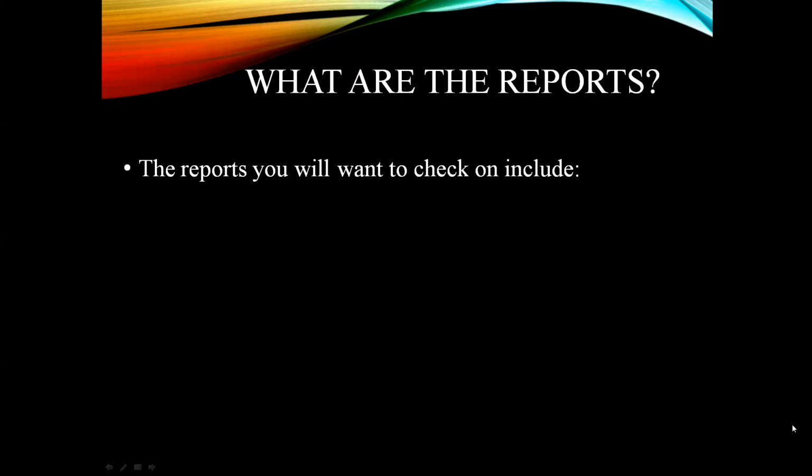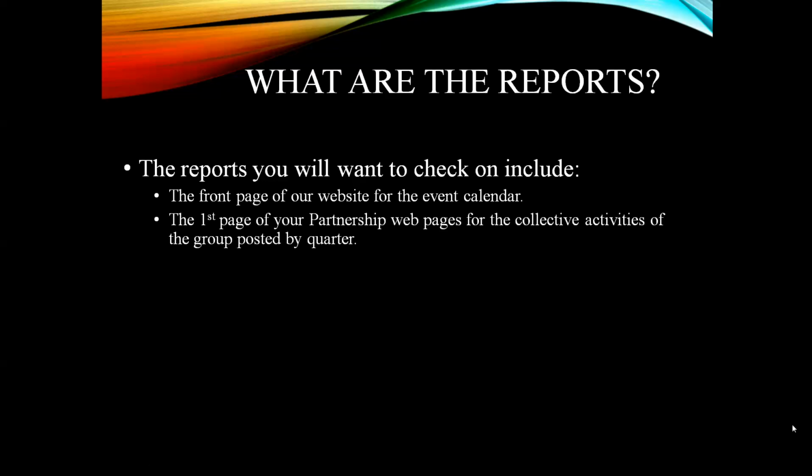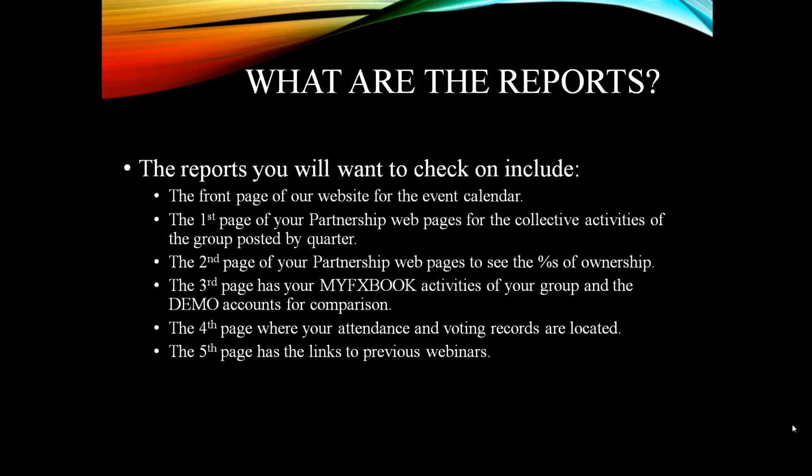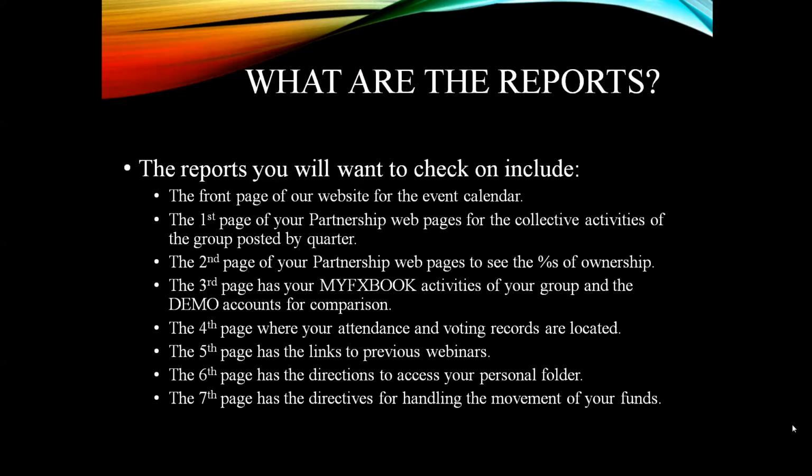The reports you'll want to check on include the front page of our website for the event calendar, the first page of your partnership web pages for the collective activities of the group posted by quarter, the second page of your partnership web page to see the percentages of ownership, the third page has your MYFXBOOK activities for your group and the demo accounts for comparisons. The fourth page is where your attendance and voting records are located. The fifth page has the links to previous webinars. The sixth page has the directions to access your personal folder. And finally, the seventh page has the directives for handling the movement of your funds.